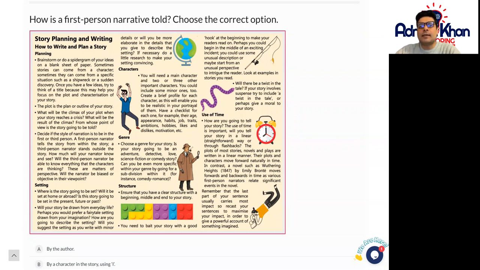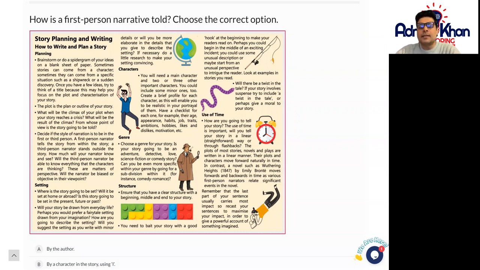Characters, again, you could have some minor characters, you can have some major characters. A checklist such as age, appearance, habits, jobs, traits, ambitions, hobbies, likes, dislikes, motivations are very, very good checklists to include when you're deciding what character you're going to use.